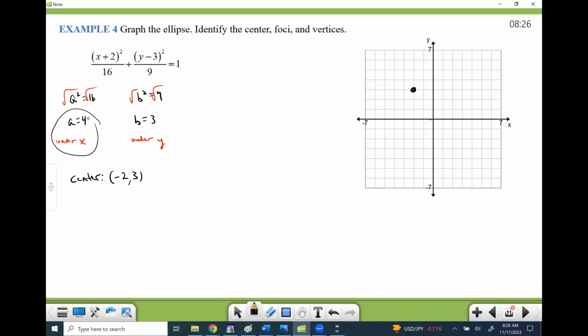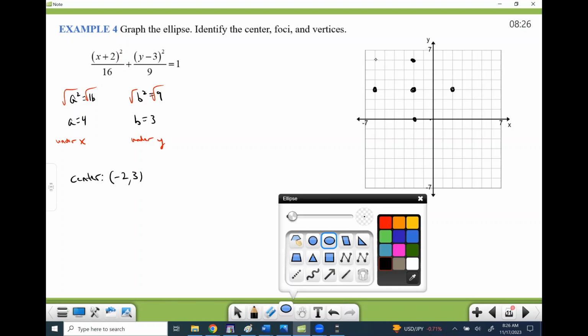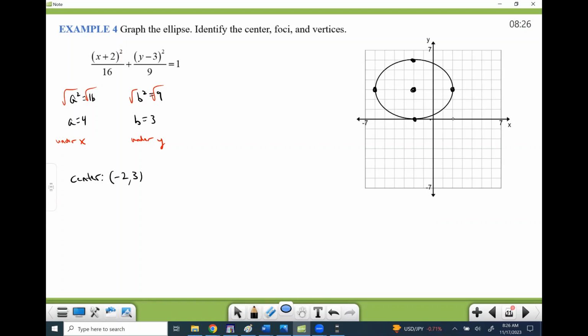Now we know that we're going 4 in the x direction, but it's going to be from that center. So I'm going to go 1, 2, 3, 4 to the right. 1, 2, 3, 4 to the left. And then the 3 would be in the y direction. So 1, 2, 3 up, and 1, 2, 3 down. We're ready to draw our ellipse. Very, very similar. It's just not centered at 0, 0 anymore. Okay. So you can get the vertices from the picture. Let's do it both ways, okay?